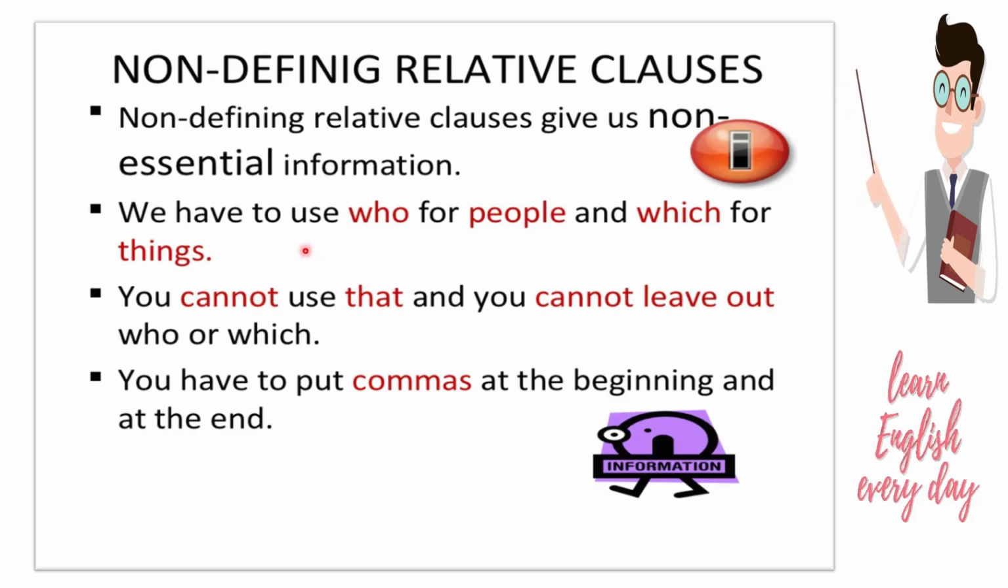That's the meaning. Okay, we have to use who for people, which for things. Then there is no that here. That is not used in the non-defining, and you cannot leave out who or which. It's different, right? In defining, non-defining. And after that, you have to put commas at the beginning and at the end. In defining, there is no comma. In defining, that is possibly used. In defining, we can leave out who or which. But in non-defining, it doesn't work.